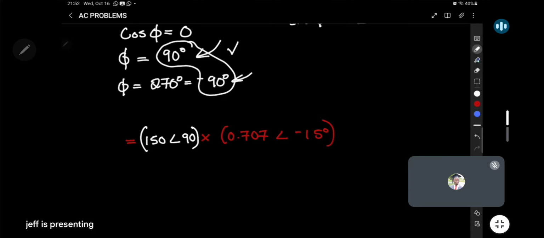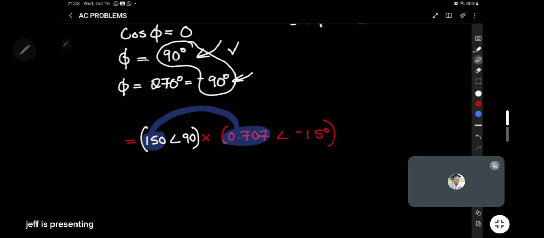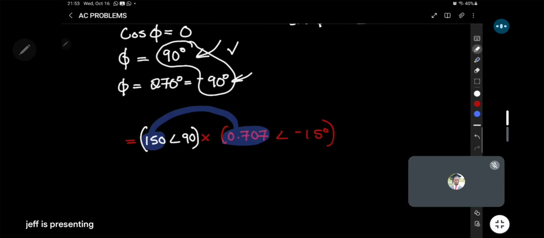See, when multiplying polar and polar, again, straightforward approach. The magnitudes will multiply. Can you multiply those? What are you going to get? The magnitudes will multiply. The angles this time will add. So when multiplying, remember when we are dividing, the angles subtract. Now when we are multiplying, the angles add.